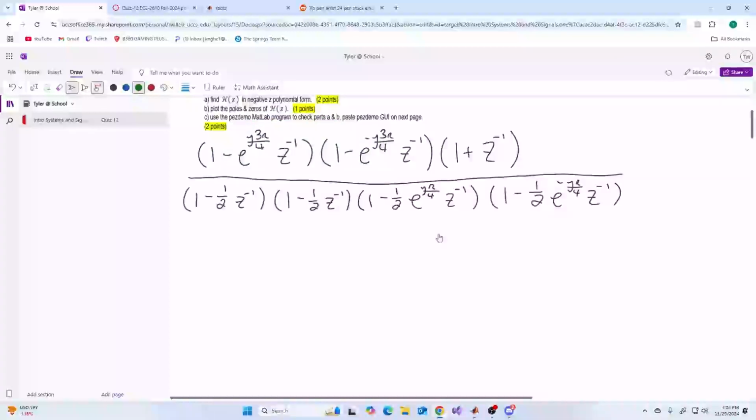So this is going to be the same thing. 1 minus e to the negative j 3 pi divided by 4 z to the negative 1. We put our parentheses. Then I'm going to distribute this into each of these. So go back. Okay, I'm on black, sorry. Negative e to the j 3 pi divided by 4 z to the negative 1.